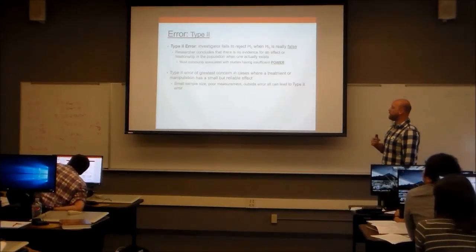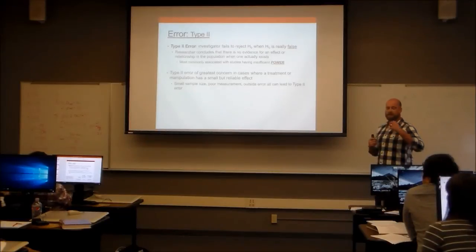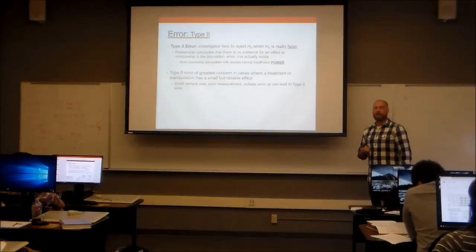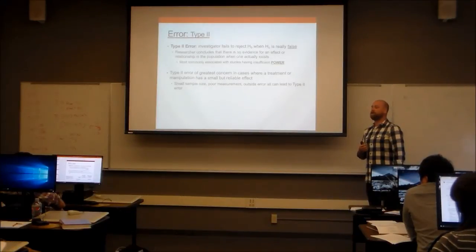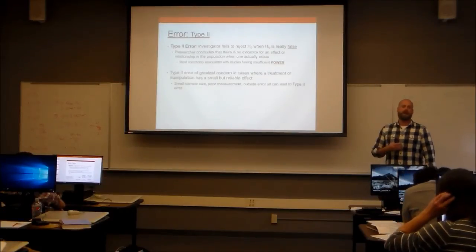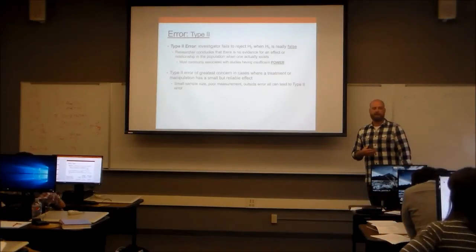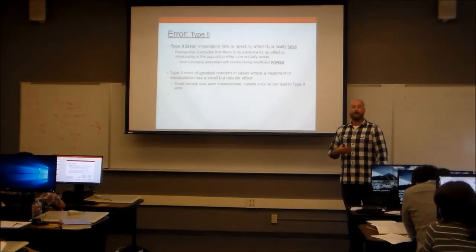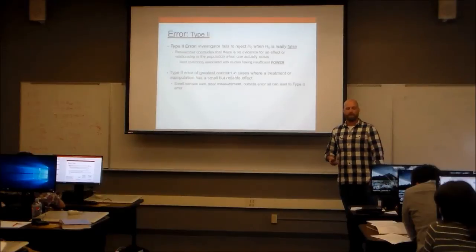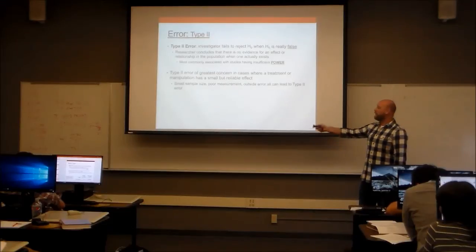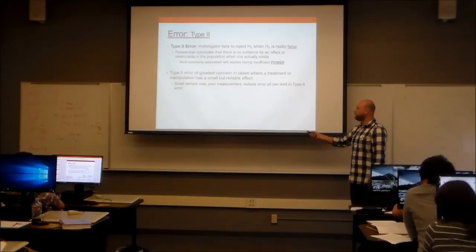Type 2, greatest error in cases where a treatment or manipulation has a small but reliable effect, okay? Whatever I'm doing in my experiment does have an effect, right? If I ask people to do this, it does cause increases or reductions in anger, or it does increase or decrease the likelihood a jury finds a defendant guilty, or it does increase or decrease the likelihood that someone will or won't purchase this product, right? It's there, but it's just small, it's subtle, and if I don't have enough power in my analyses to detect it, I'm probably going to miss it.